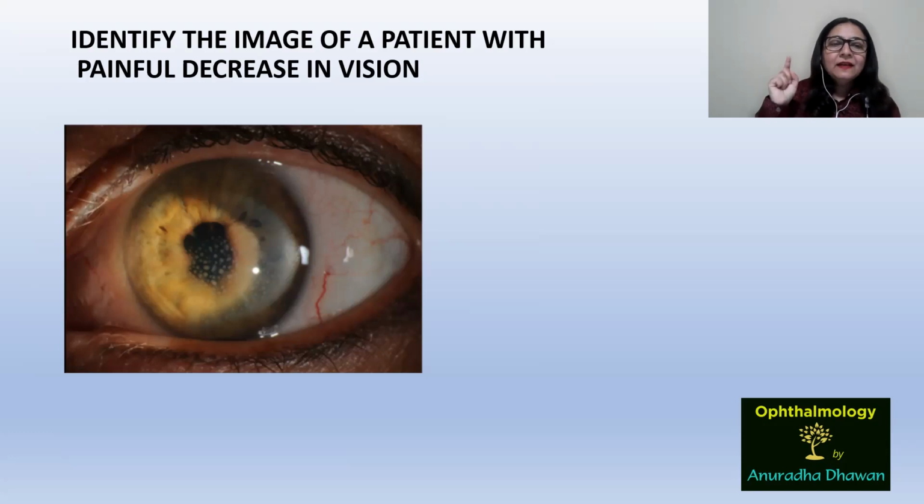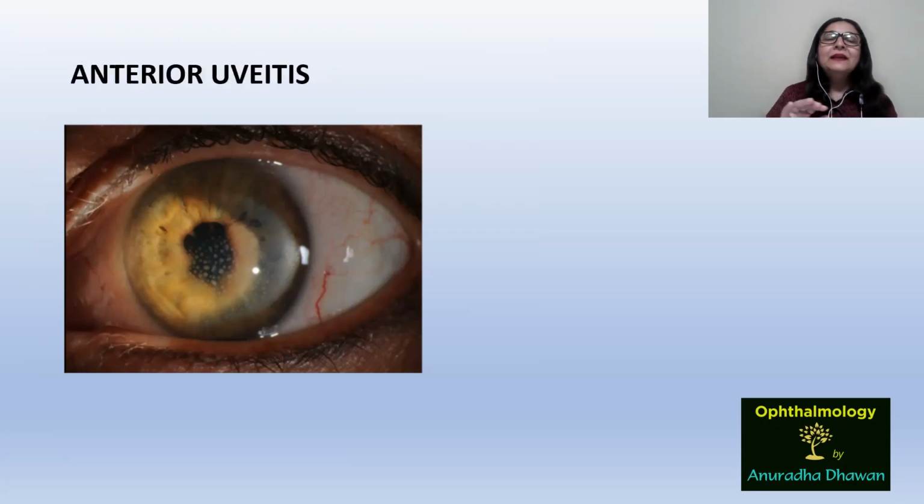The second thing is the pupil is irregular. Why is it irregular? Because of the posterior synechiae, because of the adhesions between the iris and lens. Now, when in a slit lamp image you notice an irregular pupil representing posterior synechiae, please mark it as anterior uveitis. Okay, so this is an image of anterior uveitis.